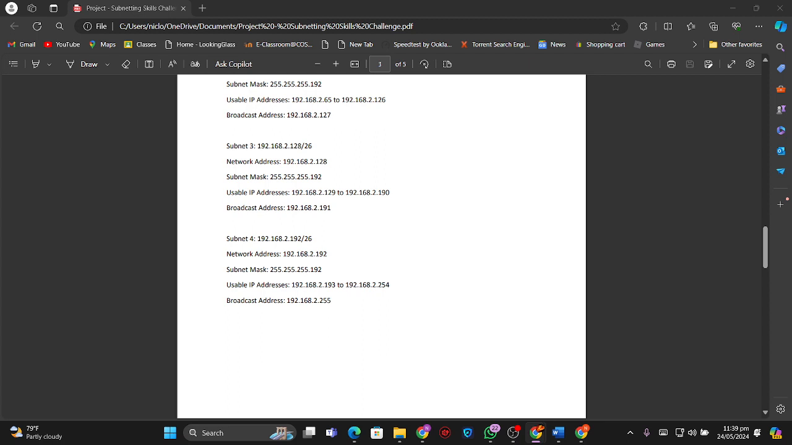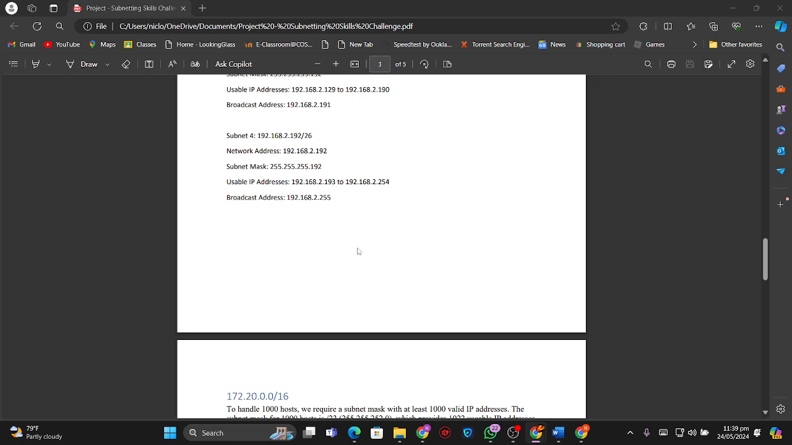For the fourth subnet, the network address is 192.168.2.192, and the subnet mask is 255.255.255.192. Usable IP addresses range from 192.168.2.193 to 192.168.2.254, with the broadcast address being 192.168.2.255. With this, we've met the requirement of each subnet supporting 62 hosts.